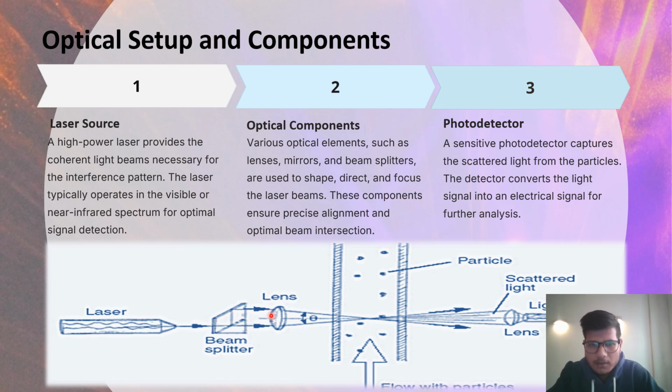It has a lens and a beam splitter. The beam splitter splits the beam into two parts, and the lens converges the light onto that location. This is our flow with the particles. What do these lenses and beams do? They ensure precise alignment and optical beam intersection. Third is our photodetector, which detects the signal and converts the light into an electrical signal for further analysis.